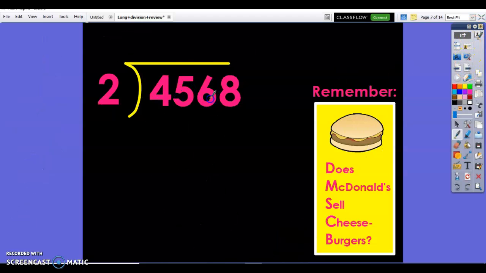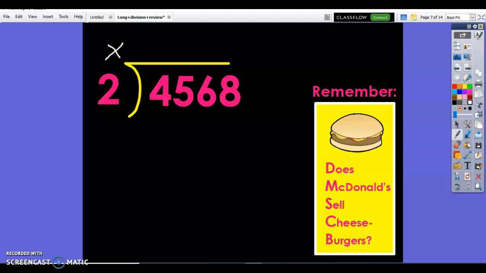Here we have 4,568 divided by 2. Your multiples of 2 are pretty easy. I'm not going to take time to write those down, but pause the video here and try to solve. If you can, you should already know your multiples of 2. So here we go. I'm going to go ahead and put my multiplication and check your work. You should have paused the video and done this, and now you're solving on your own.